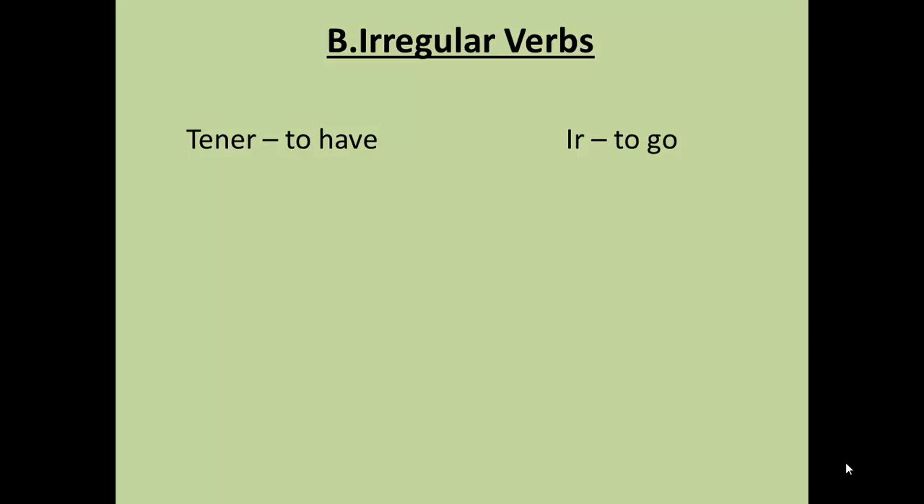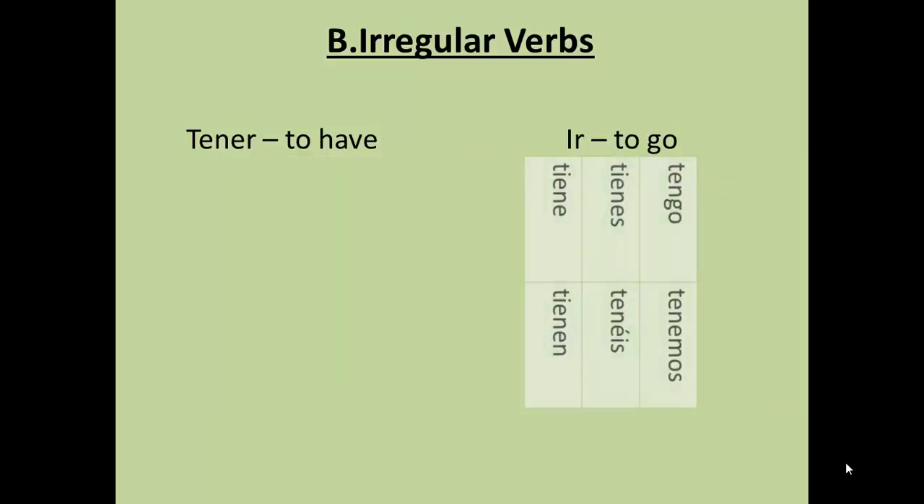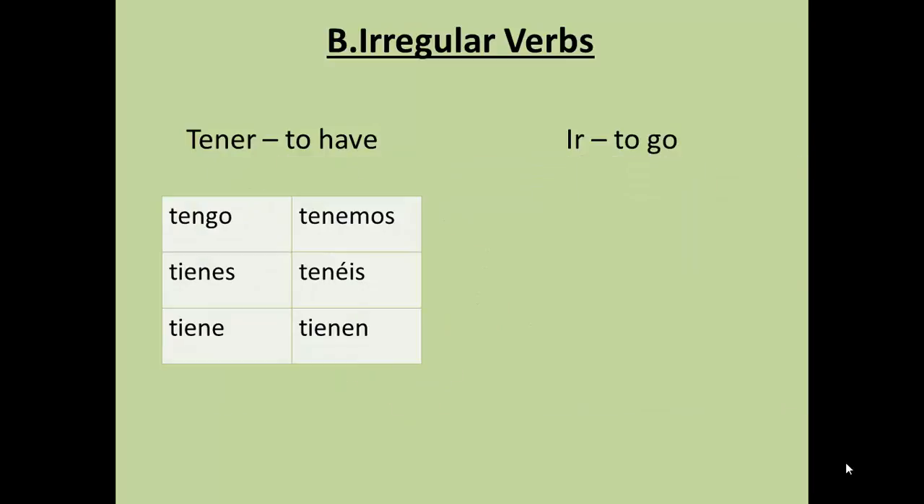Then we're going to go over some irregular verbs. The first one, tener, is going to be tengo, tienes, tiene, tenemos, tenéis, tienen. Make sure you're spelling these correctly because you're going to use this as a resource.